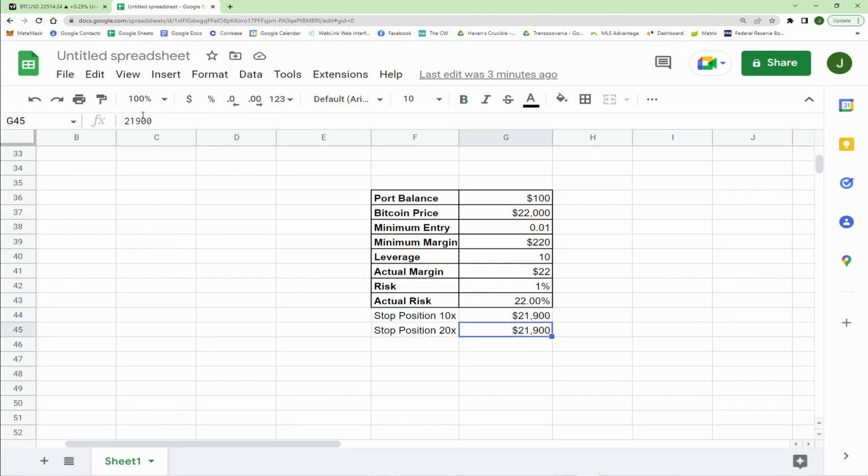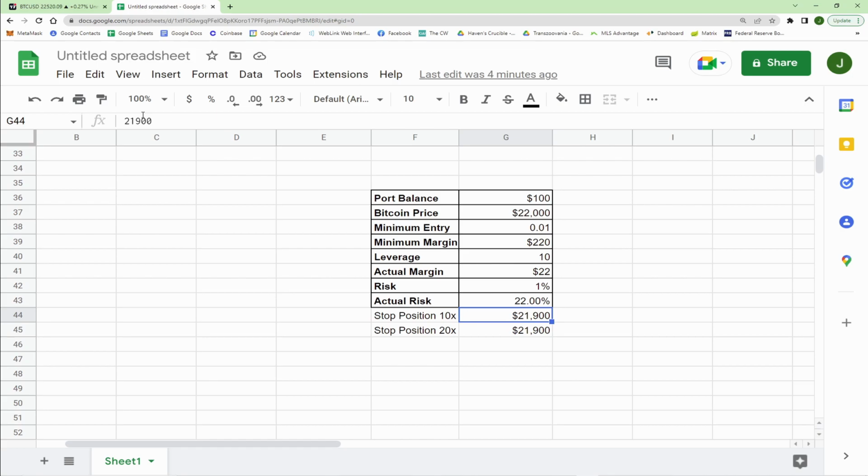So what is this here? Stop position 10, 21.9. Stop position 20, 21.9. Now, if we're only risking 1%, regardless of the leverage, the stop is still 21,900. If we're only risking 1% on a position of 0.01, obviously if the entry is above 0.01, this stop position would change. But the leverage does not affect where your stop should be.